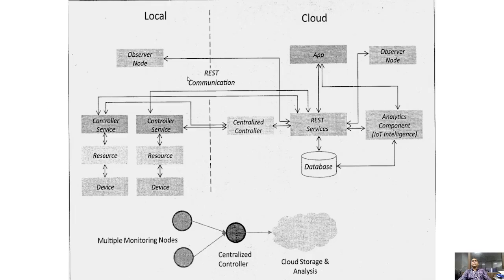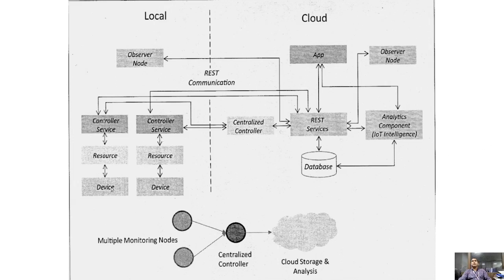So then there is this IoT level specification, and the IoT levels. This is an IoT level 6 device. Here we can see some local nodes. These are the devices that are collecting different information like light, humidity, pressure, etc. These are sensing. In this model we can also see that there are multiple monitoring nodes which are connected to a centralized controller, and there is cloud storage and analysis.